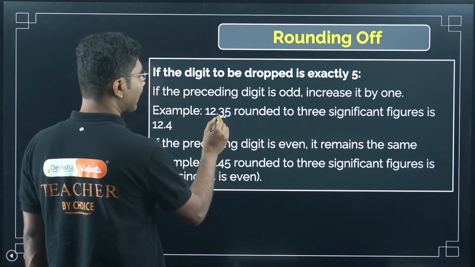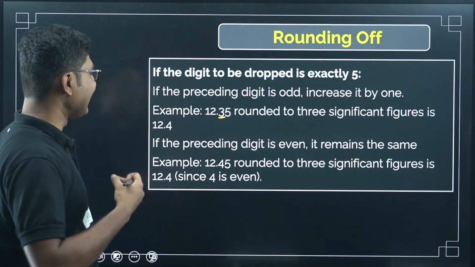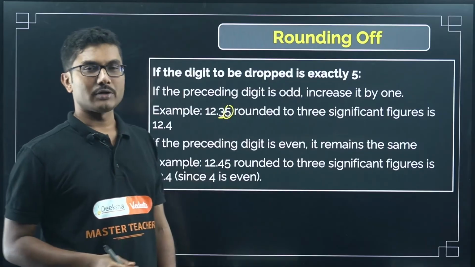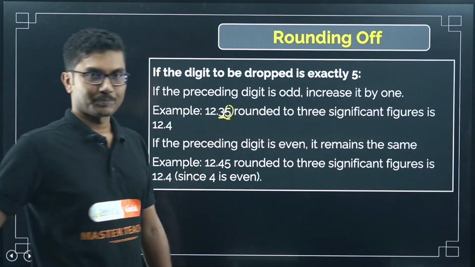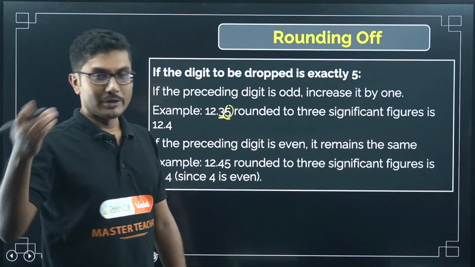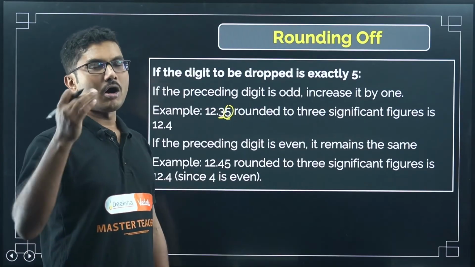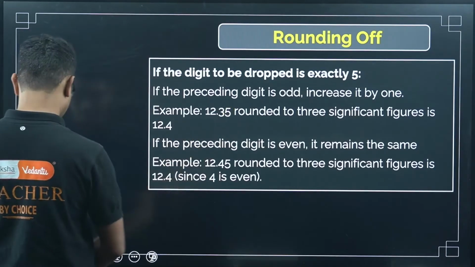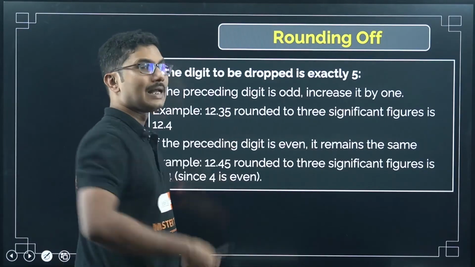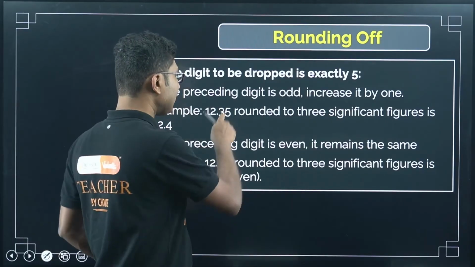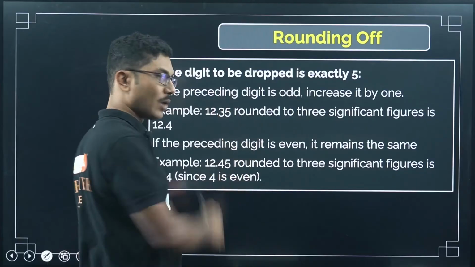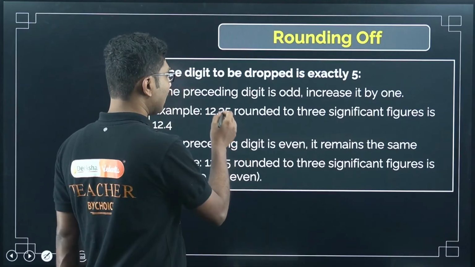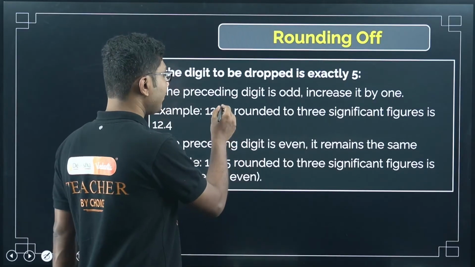If the previous number is an odd number, you understood the point, right? This number we are trying to drop, and this number is 5. So what will happen? Will we increase the number, or will we decrease the number? We will leave it same. So that depends on the previous number. If the dropped number is less than 5, simply drop it. If it is more than 5, we have to add 1 to the previous number. But if it is exactly 5, then rounding off also depends on the previous number.